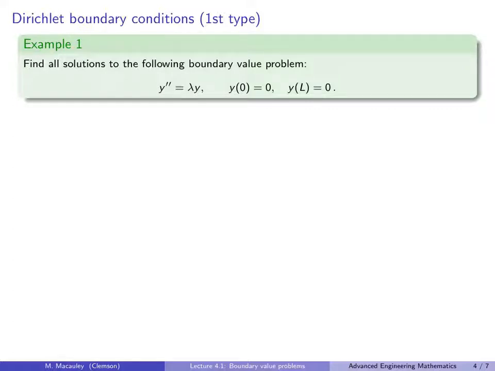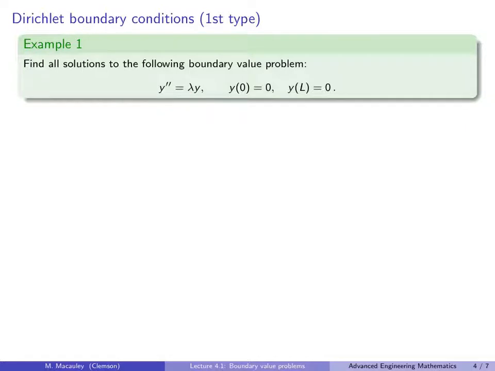Okay, so the first one is solve the following boundary value problem. y double prime equals lambda y, subject to the 2 boundary conditions, y of 0 equals 0, and y of L equals 0. So these are both called Dirichlet boundary conditions because we're specifying the value of the function at the endpoints rather than, say, the derivative or a mixture of the two. So this is the simplest case. So now I haven't told you what lambda is.